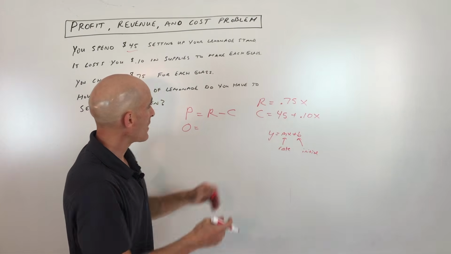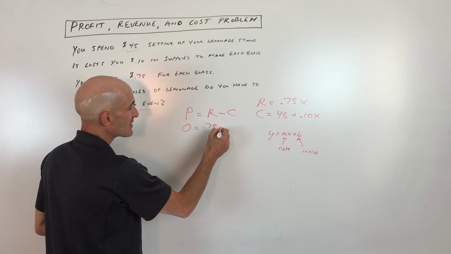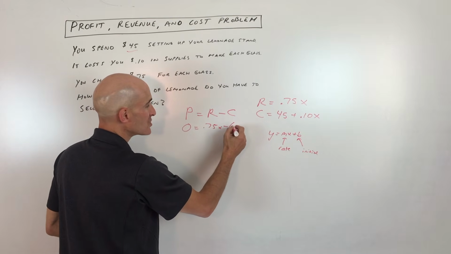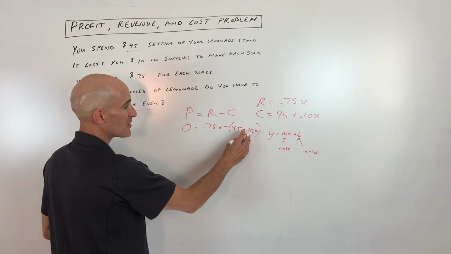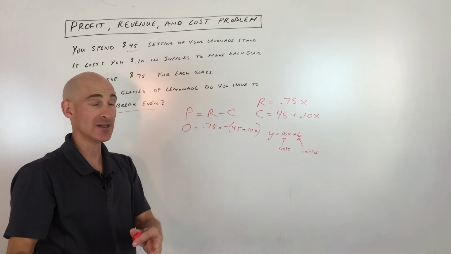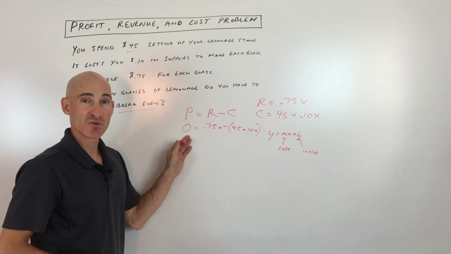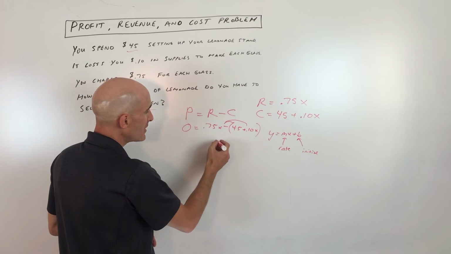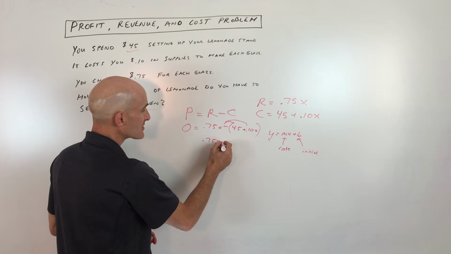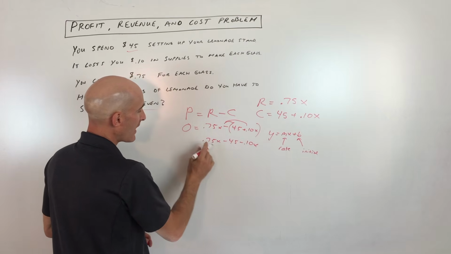So then all we have to do is substitute these quantities into our equation. The revenue is 0.75x minus the cost, which is (45 + 0.10x). Notice I put it in parentheses because we want to subtract that whole quantity. So now we're going to solve for x, the number of glasses, to reach that break-even point. Let's go ahead and distribute the negative. That gives us 0.75x minus 45 minus 0.10x. Combine like terms, right?